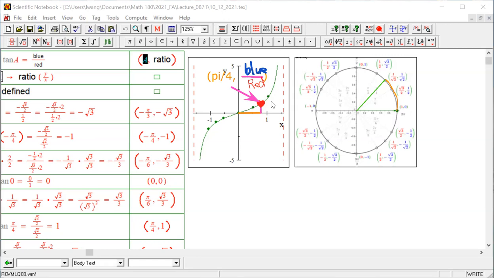All right, why do I use the color orange here? Tell me, why do I use the color orange? I just said it's to maximize the connection. So what is the connection?